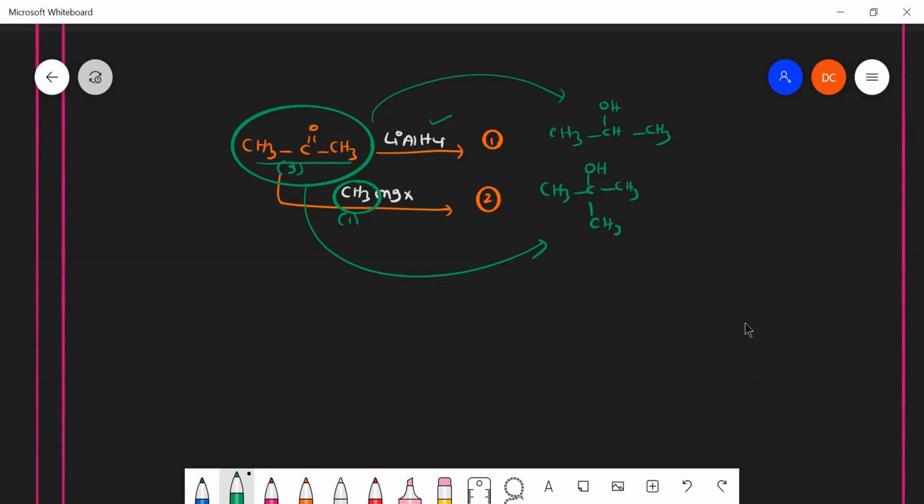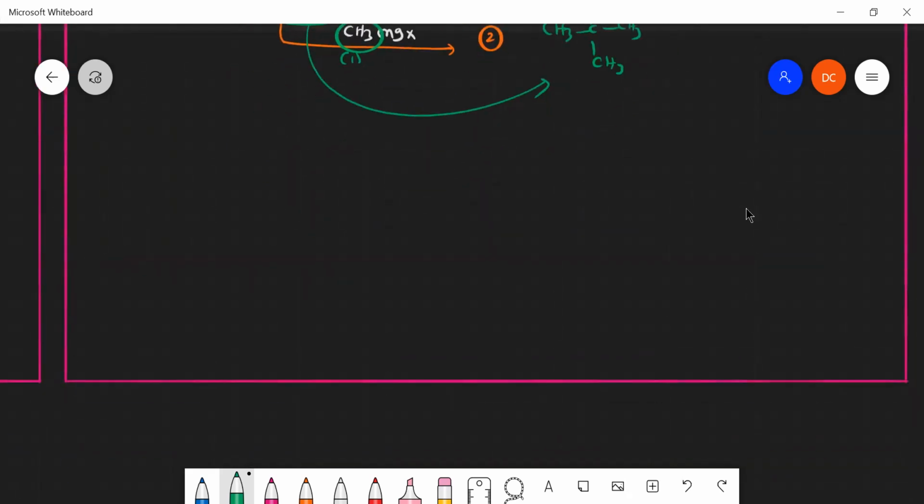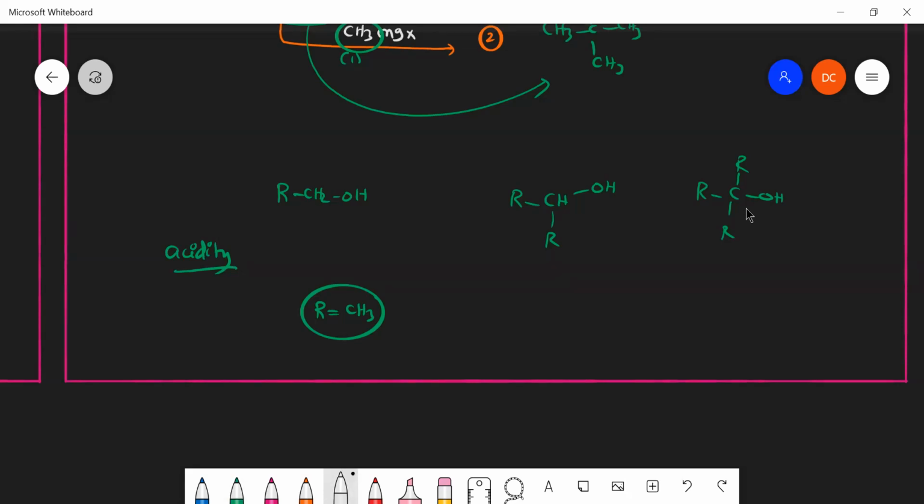Okay, and here which is more acidic? I'll give you RCH2OH, and one more, RCHOH, and here also RCRROH, where all R is nothing but CH3. If they are given like this, just find out the acidity order. Which alcohol is more acidic?